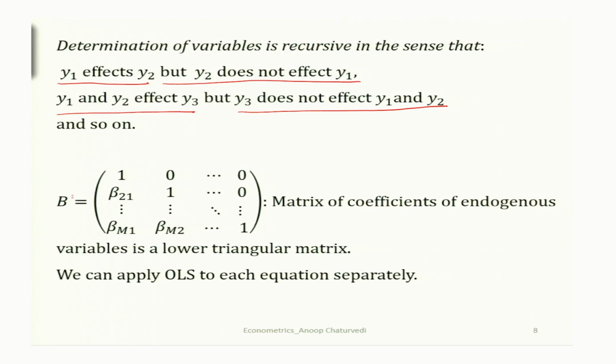So, if actually B is an upper triangular matrix, then y m will affect y m minus 1, but y m minus 1 will not affect y m. Y m and y m minus 1 will affect y m minus 2, but y m minus 2 will not affect y m and y m minus 1, and so on. So, that relationship is also recursive, and then we can apply OLS to each equation separately for estimating the parameters.